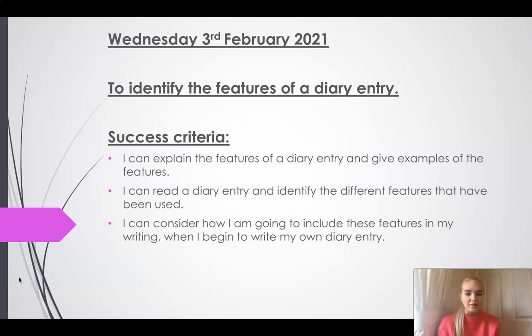By the end of this session, you'll be able to explain all of the features of a diary entry with examples. You will be able to read a diary entry, identifying the different features that have been used. And you'll be able to begin to consider how you're going to include these features in your writing when you begin to write your own diary entry.